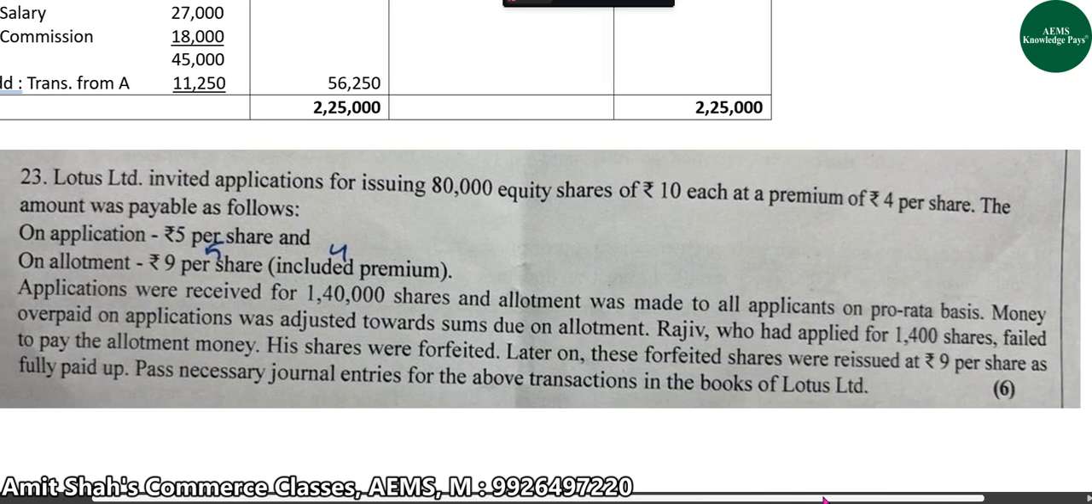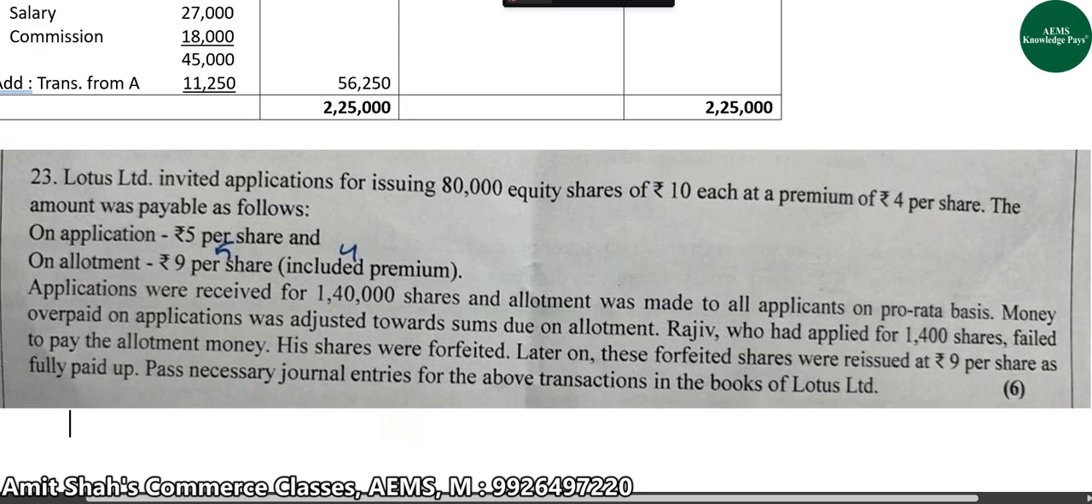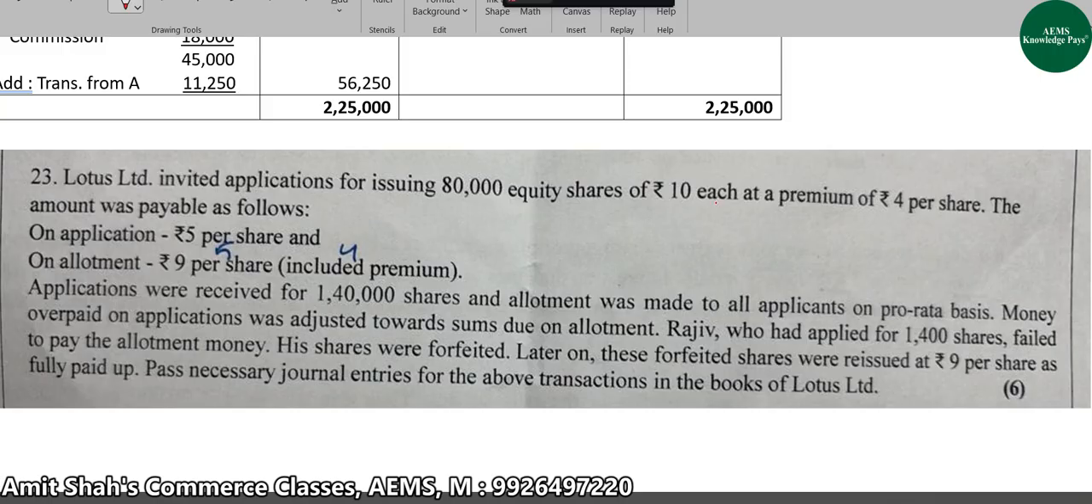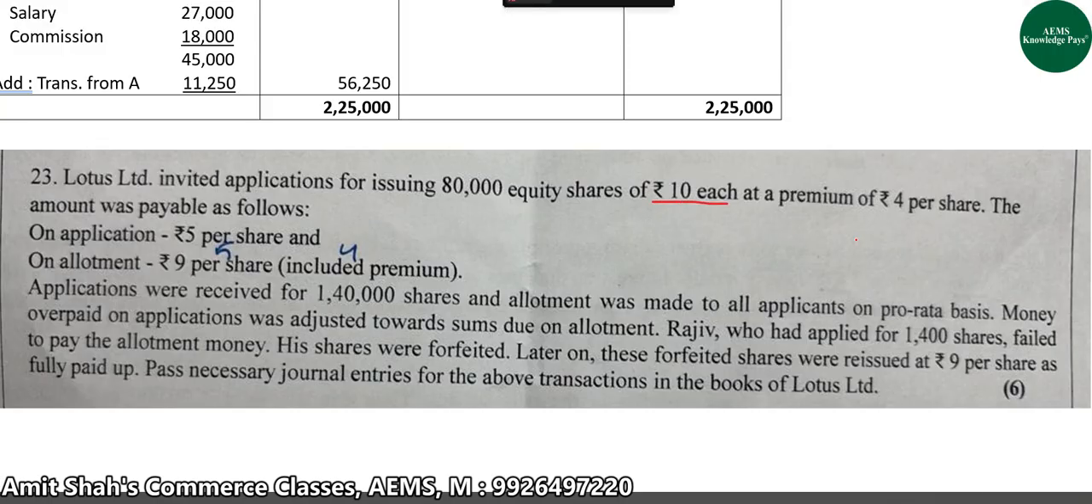Guys, this question was asked by Akshita. It is of shares. Lotus Limited invited applications for issuing 80,000 equity shares of rupees 10 each at a premium of rupees 4 per share. So here we have premium of rupees 4 on every share. And the amount is payable as follows: on application rupees 5 per share, on allotment rupees 9 per share including premium. It means in this 9, 4 rupees is premium and 5 rupees is face value. So 5 plus 5, total 10 would be the face value. And 4 rupees is premium.